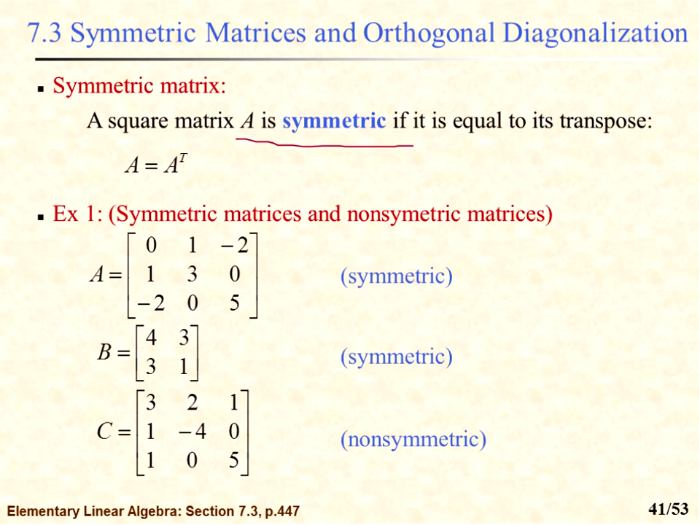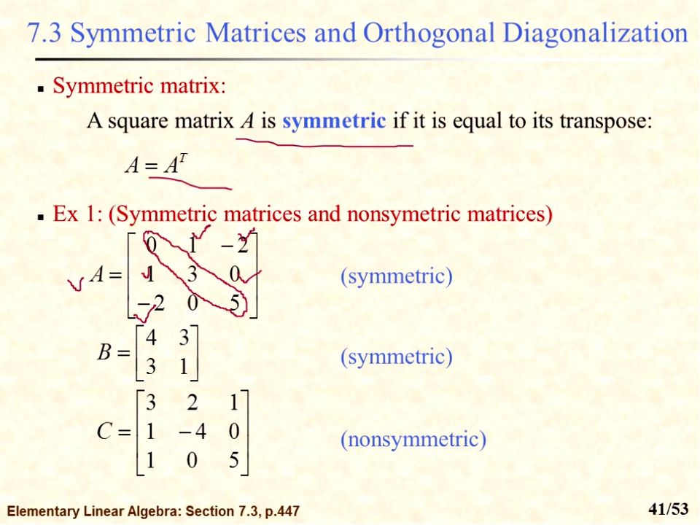Next is the symmetric matrix or orthogonal matrix. A square matrix A is symmetric if it is equal to its transpose. A is equal to A transpose, then it is called a symmetric matrix. For example, there are a few examples of symmetric matrices. The question is whether A is a symmetric matrix or a non-symmetric matrix.